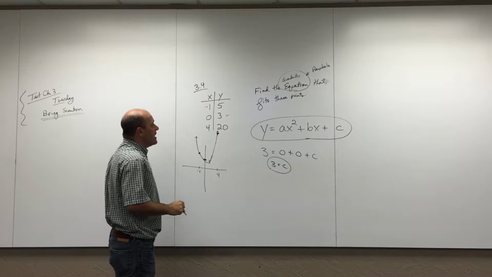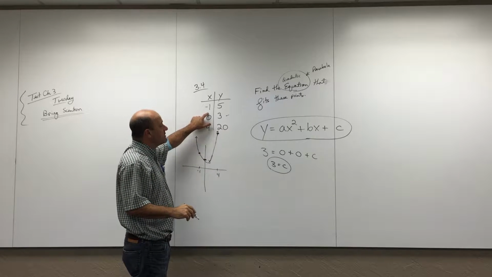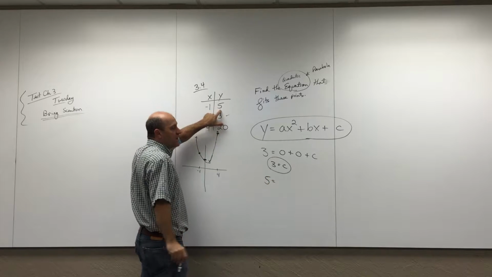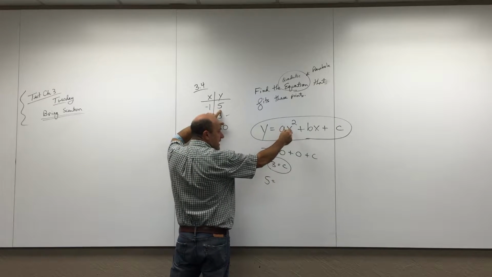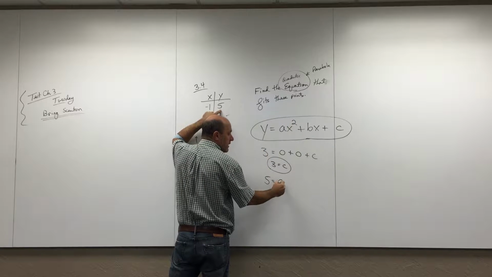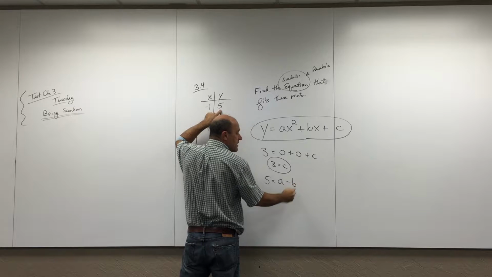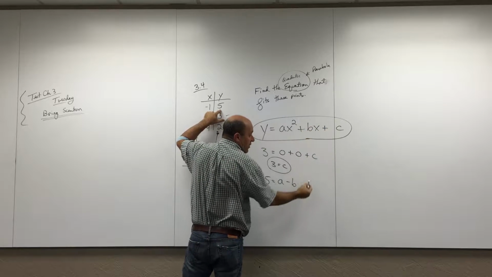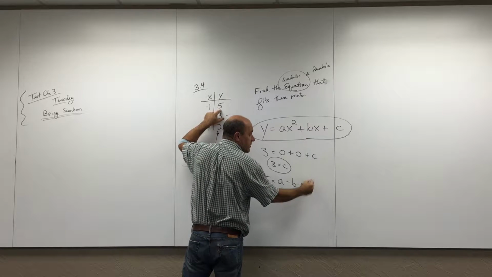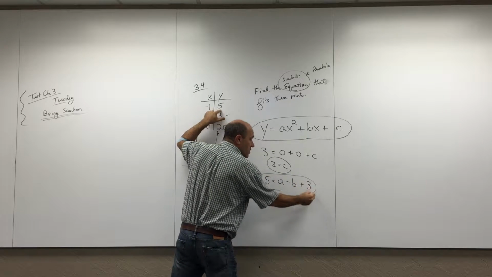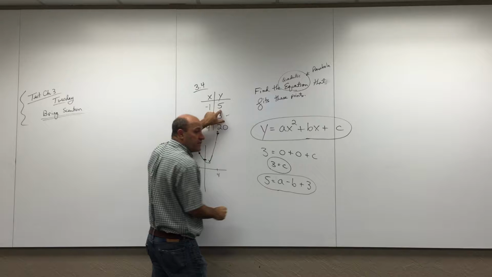Let's see what happens. If you plug in a -1 for x, y is 5. Okay, I'm going to try that. Plugging in a -1 for x, that's -1 squared, that's just 1a. A -1 for x makes that a -b. Oh, and don't forget, we already know c is a 3. I'm going to plug in a 3 for c. So here's an equation with 2 unknown variables.